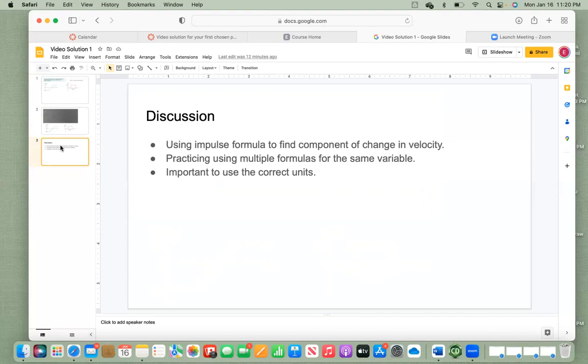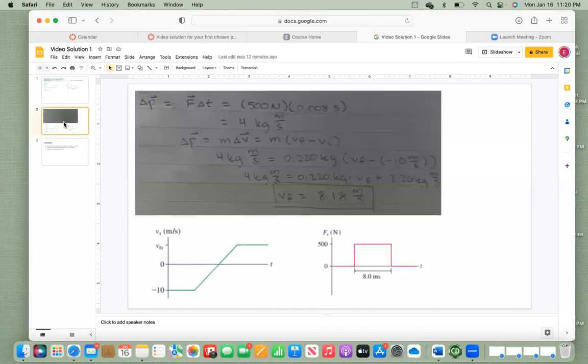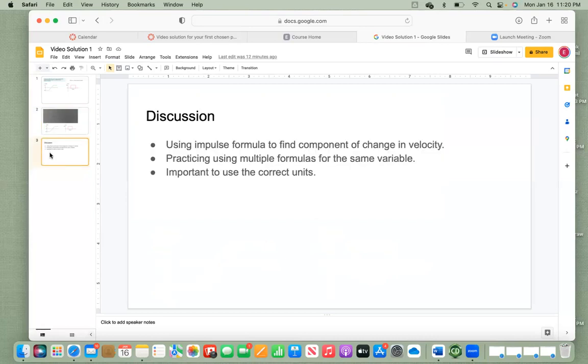And then we have two different formulas for change in momentum. We have it for force times change in time and also for mass times change in velocity. So just being able to manipulate both of those to find the value that you want. And then in this one, it was really important to make sure you're using the correct units. So you want them to line up with the units of newtons, which for mass is kilograms, and then for time is seconds. So just making sure those are all lining up.